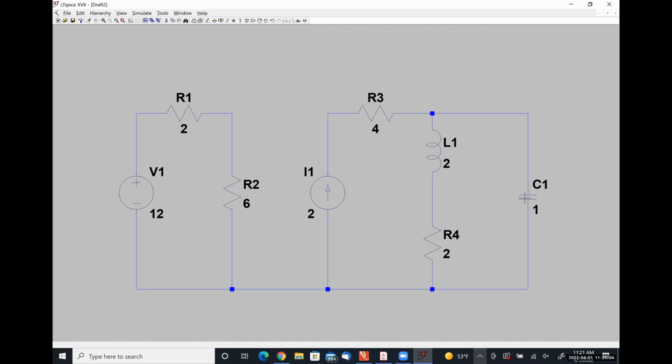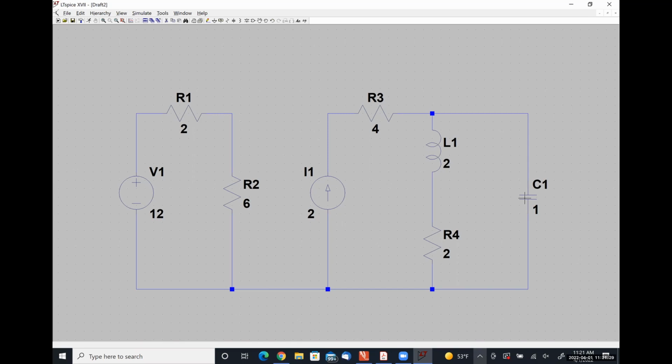So what we're going to do is use initial conditions to force our inductor to behave like a current source at that one instant. And we're going to use an initial condition to force our capacitor to behave like a voltage source at that one instant. And then we're going to let the signals decay as they need to.